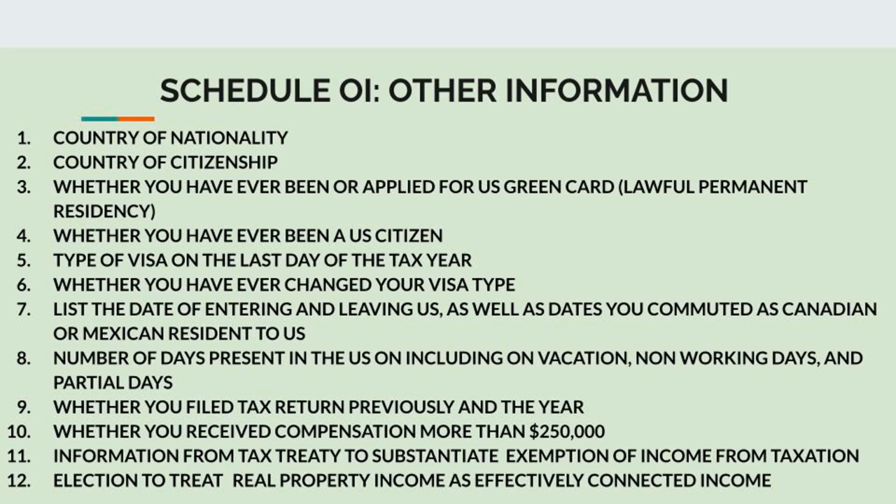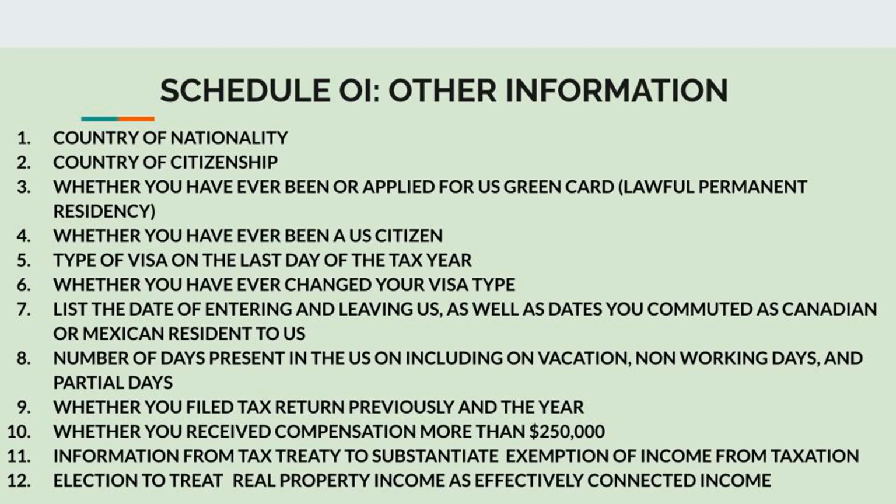The first one asks you the country of nationality, country of citizenship, whether you have ever applied for a green card, or if you ever had a green card at all, whether you have been a US citizen before, type of visa on the last day of the tax year, whether you have ever changed your visa type, listing the dates of entering or leaving US, as well as the dates you commuted as a Canadian or a Mexican resident to US.